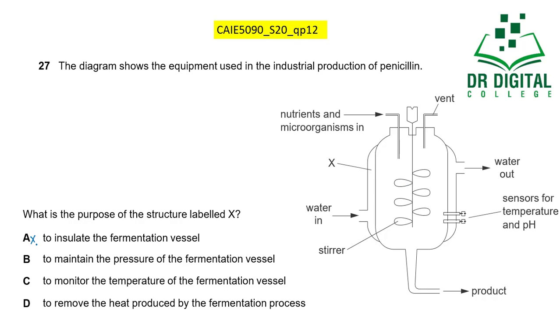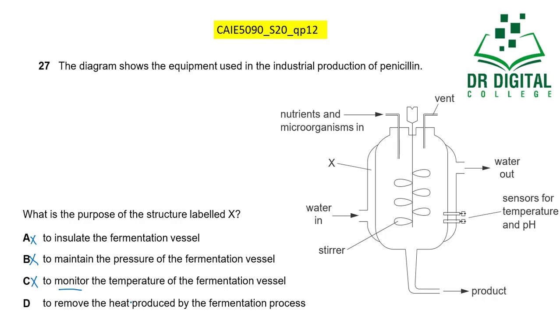So A option is wrong. To maintain the pressure of the fermentation vessel? No, it has nothing to do with the internal environmental pressure of this biofermenter. So B is wrong. C is to monitor the temperature of the fermentation vessel. Monitoring of the temperature is not the job of this condenser. Basically, this is removing heat. Sensor is something else. So X is not the sensor.